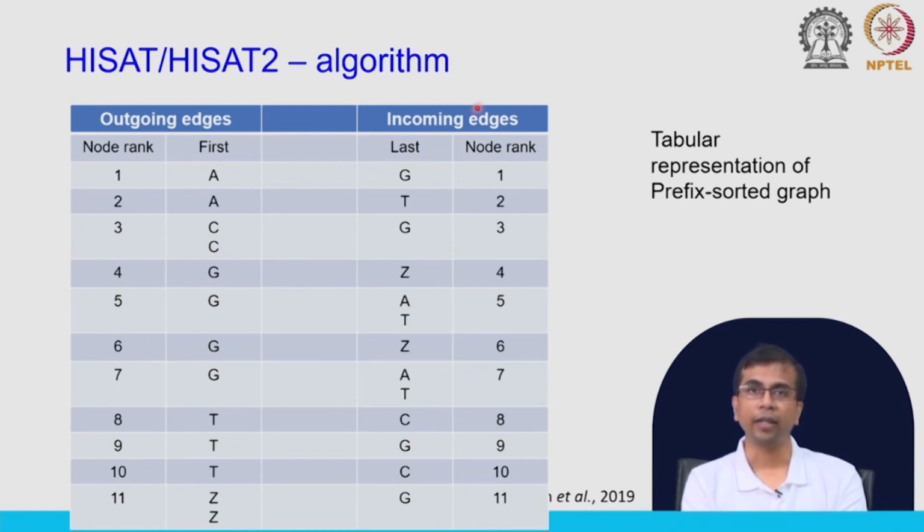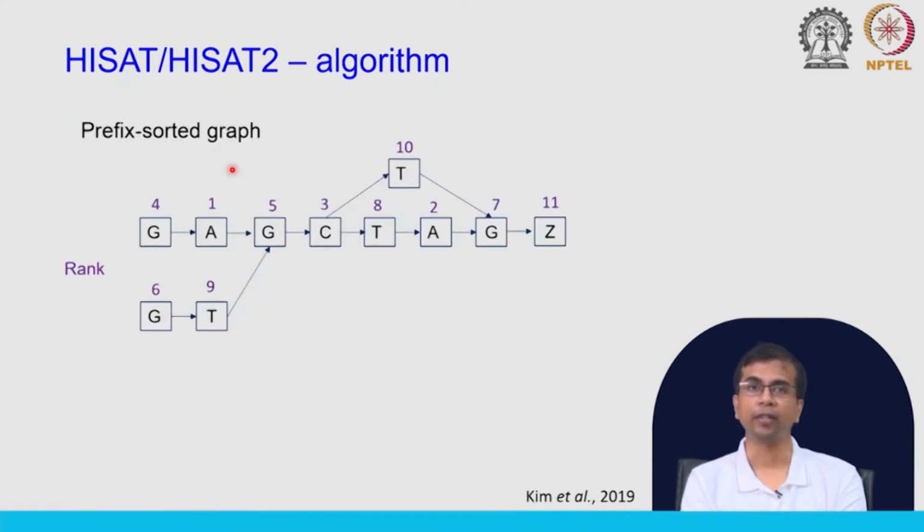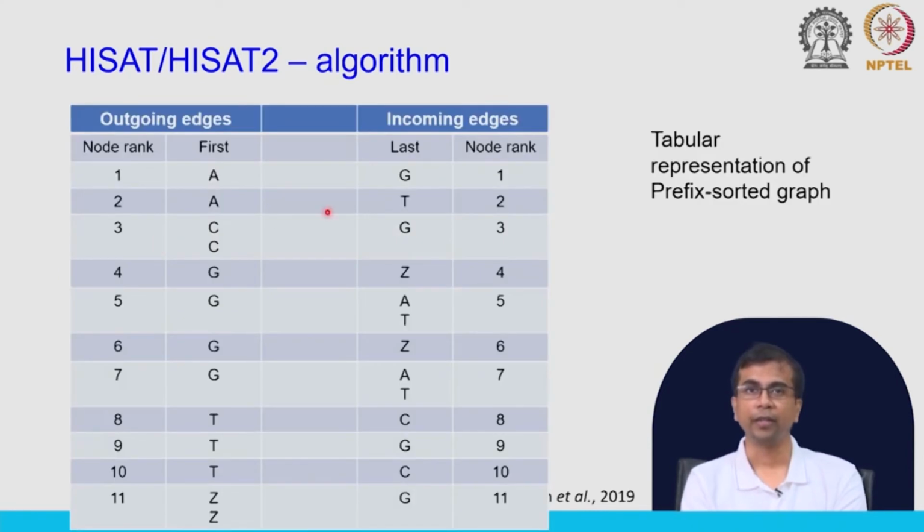Now, you have the incoming edges, and again we have now given these node ranks 1, 2, 3. What we are doing here is writing the corresponding last, or the corresponding incoming edge, for this first node. Okay. So, for this node A, what is the incoming node? This incoming node actually comes from G here. So, that is why this base is G. Okay. So, the last node that was visited right before this A would be this G.